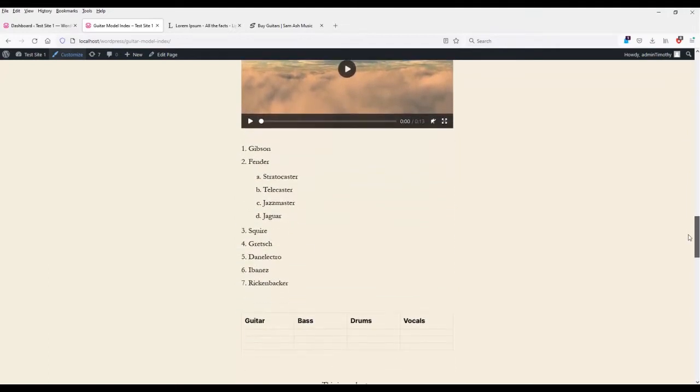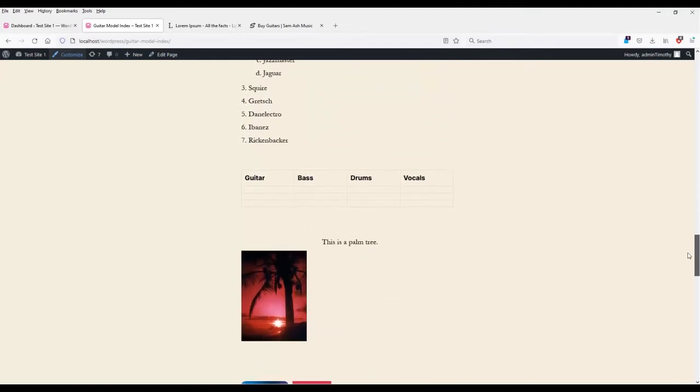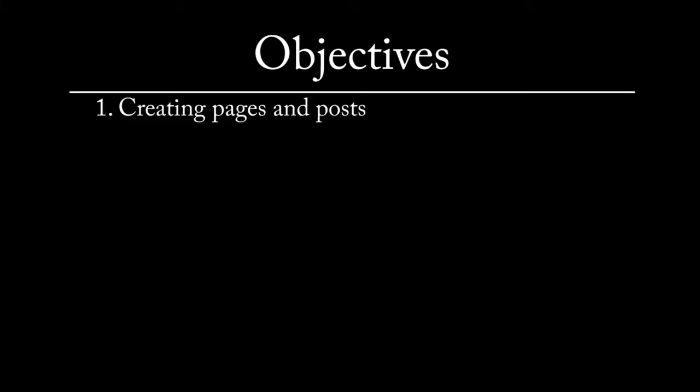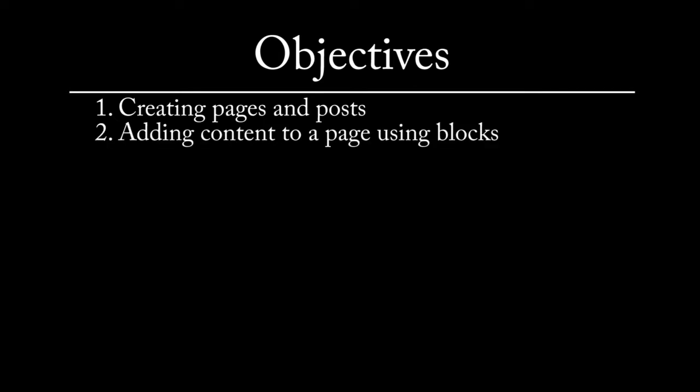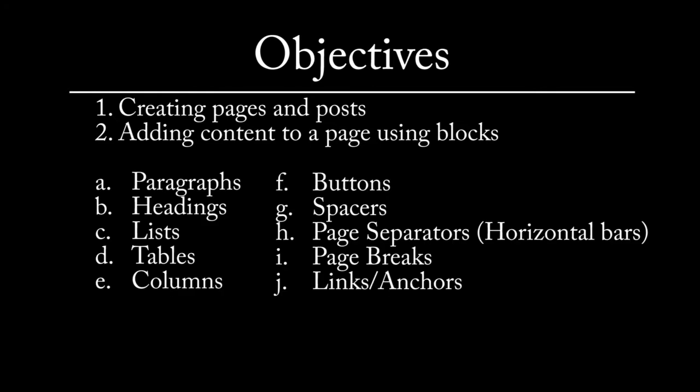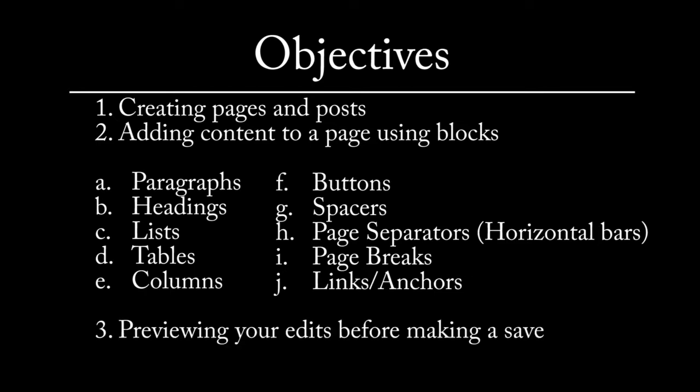In this tutorial, we will discuss the following topics. 1. Creating pages and posts. 2. Adding content to a page using blocks. The content will include a discussion of paragraphs, headings, lists, tables, columns, buttons, spacers, page separators, which are basically like horizontal bars, page breaks, and links/anchors. 3. Previewing your edits before making a save.